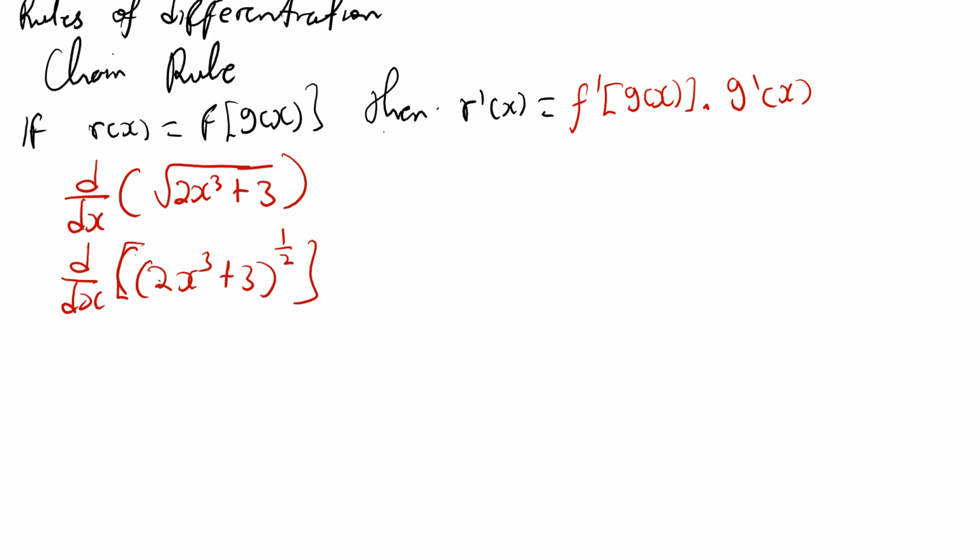So we're going to drop this exponent of 1 over 2 here, and then we write what we have inside the way it is, 2x cubed plus 3. We subtract 1 from our exponent, and then we are going to get minus 1 over 2.